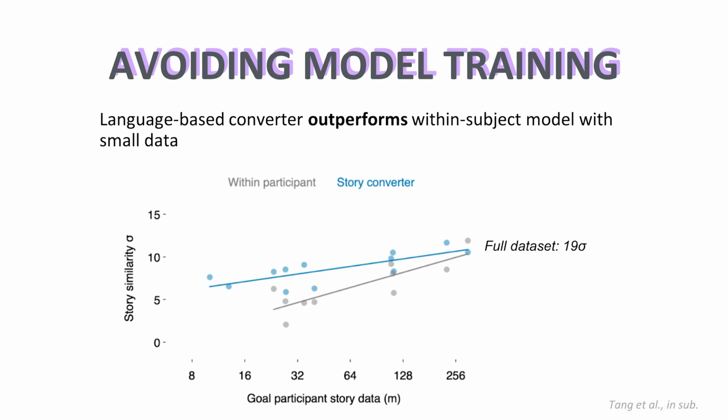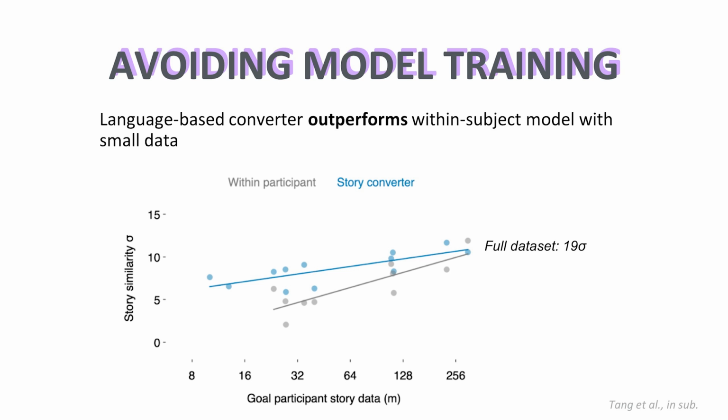a language-based converter, so we're training it on responses to stories, as the data I was just talking about. The x-axis here is how much training data we use, from 8 minutes up to 256 minutes. The gray dots are showing if we just train the model within a subject. This is decoding performance on the y-axis. And the blue dots are showing how well it works if we do this converter approach.